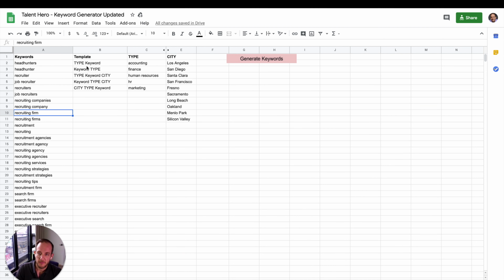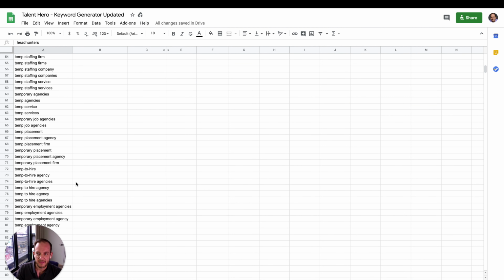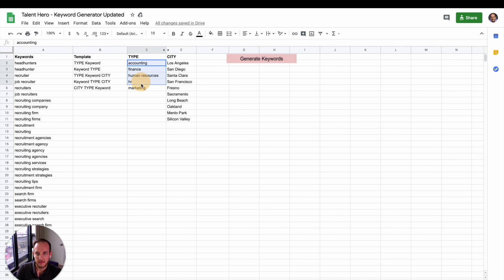This tool that we've built is not overly complicated, but what it does is a few things. It takes in all the keywords that people use, then it takes in your area of focus. These are the areas that you're recruiting, and then the cities that you're targeting. Then it combines them in all the different combinations possible. So basically, type keyword means headhunters, accounting headhunters, finance headhunters, human resources headhunters.